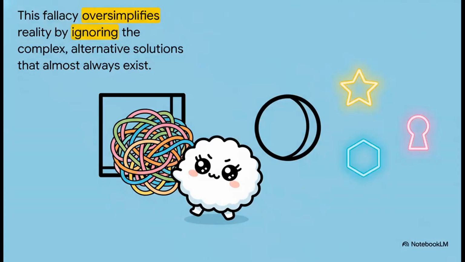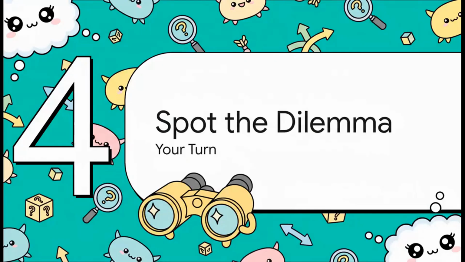And that's what it all comes down to. Reality is almost never that black and white. It's more complex. The false dilemma fallacy ignores complexities and alternative solutions and makes people think they have fewer options than they really do. Ready for a challenge? Take a look at the next example and see if you can spot the false dilemma fallacy.